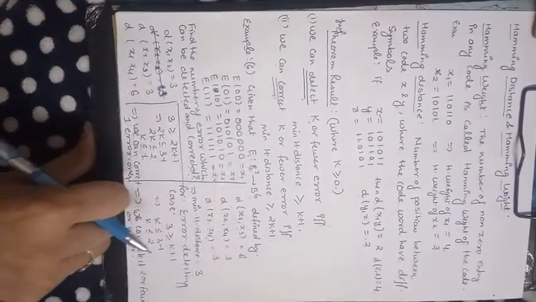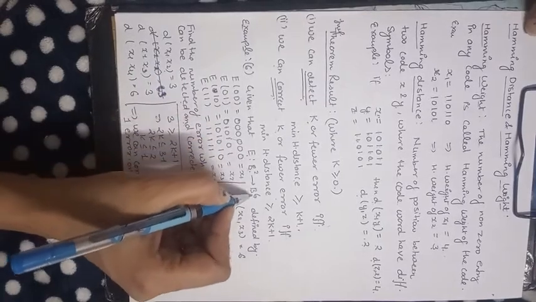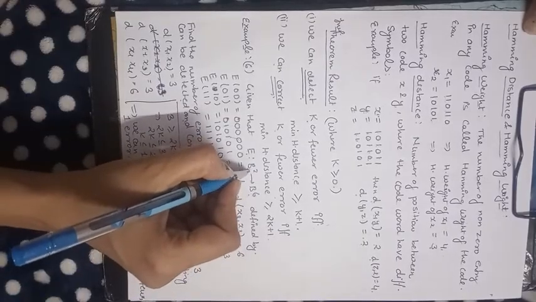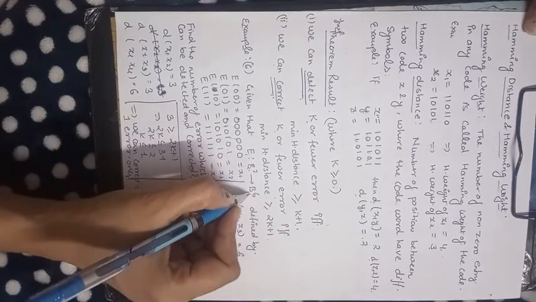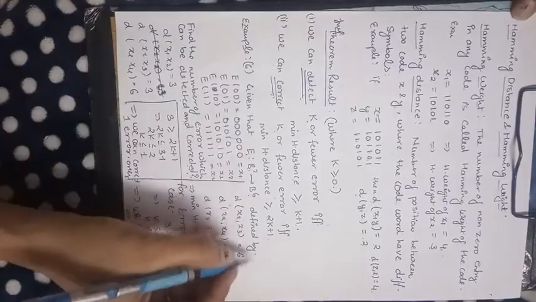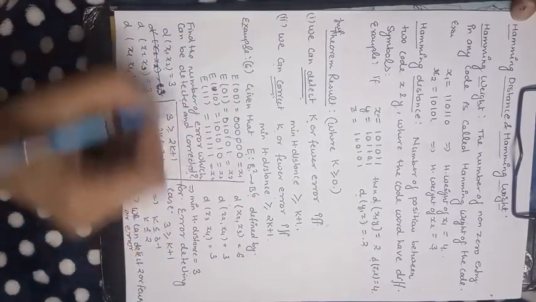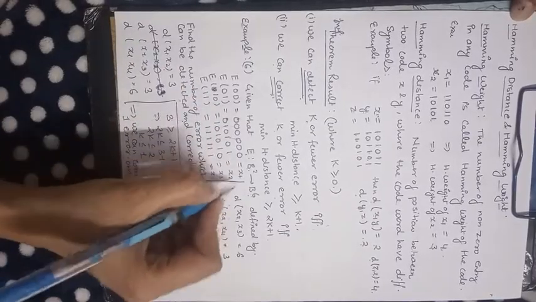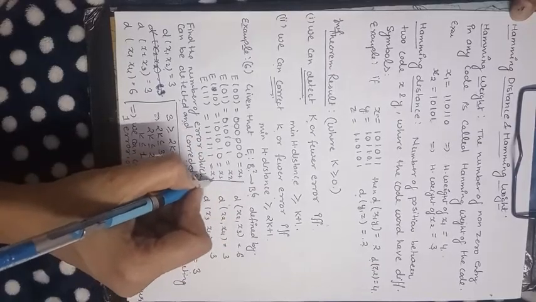For example, suppose we have an encoding function which is defined from B^2 to B^6. That means the set of messages contains messages of 2-tuples, and the set of code words contains code words of 6-tuples, which is defined as follows. And we have to find the number of errors which can be detected and which can be corrected. Suppose the first code is x1, second code is x2, third is x3, and fourth is x4.